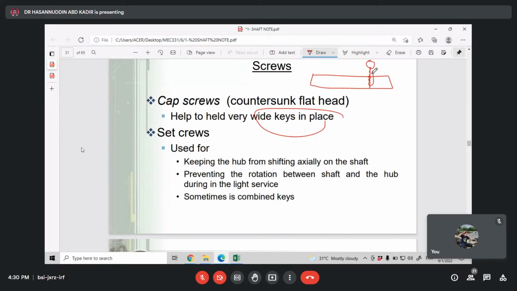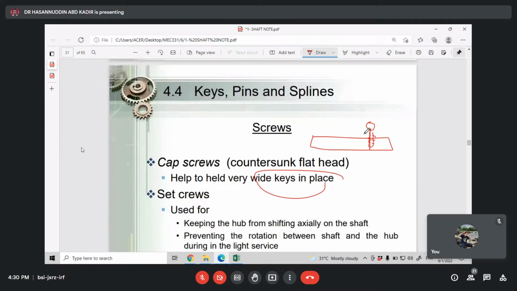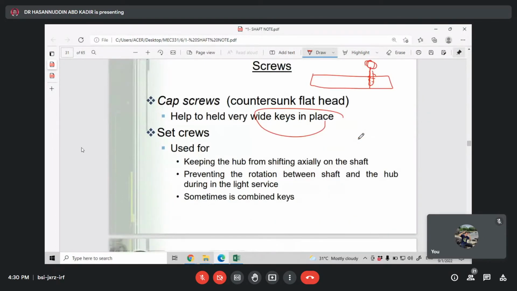Okay, bahagian sini dia akan ada thread. Selalunya kita akan apply Allen key bahagian sini. Untuk buka atau tutup dia pakai Allen key. So they prevent rotation between shaft and the hub during the light service. Okay, light service. So kita nak lock bahagian ni untuk antara dua benda ni, hub dan juga shaft. So dia akan ada lock.